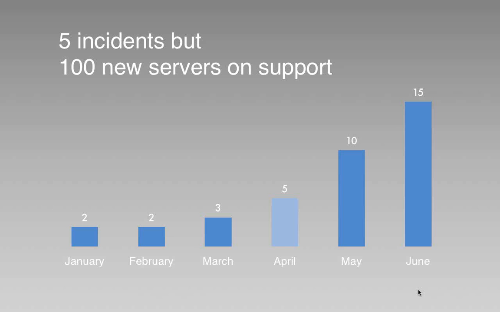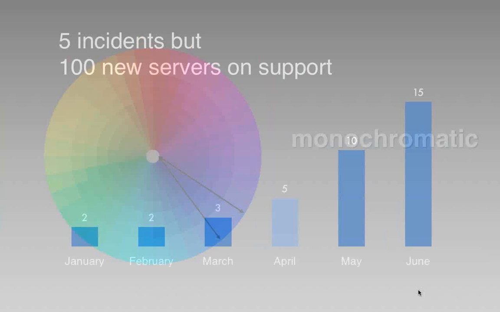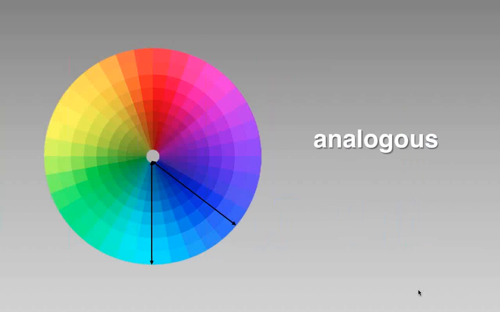This is the first way how we can combine colors in a monochromatic way, the colors that are very close to each other. Now the second way of combining is so-called analogous.